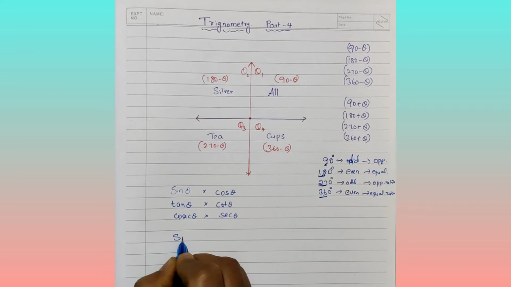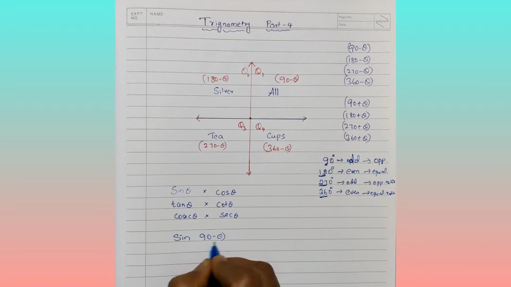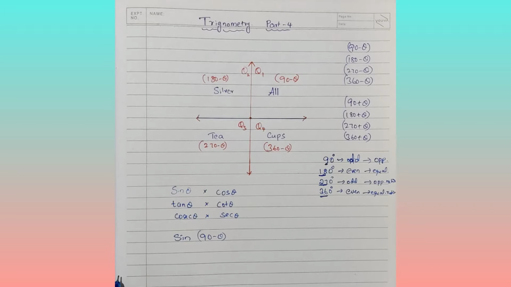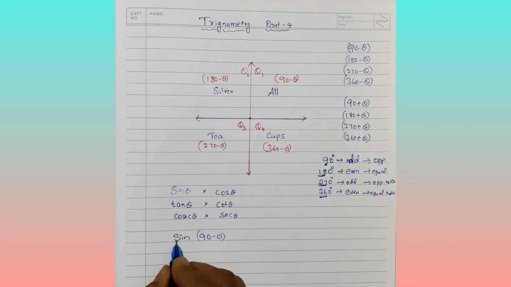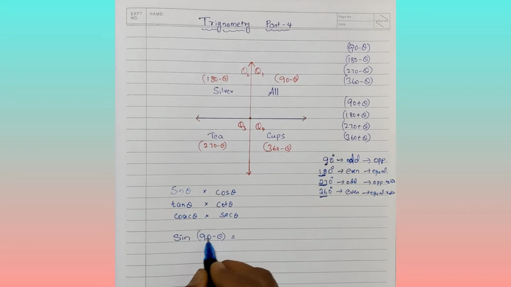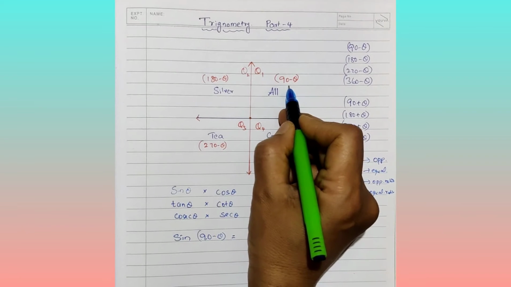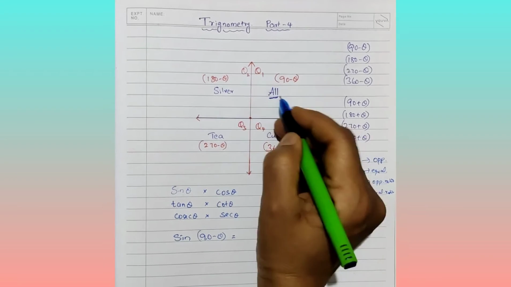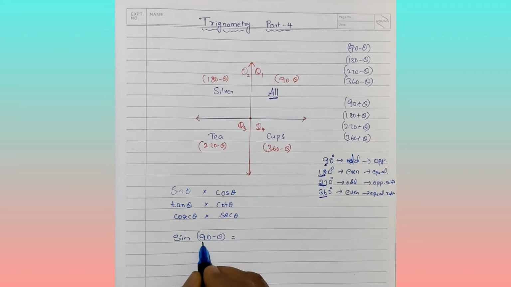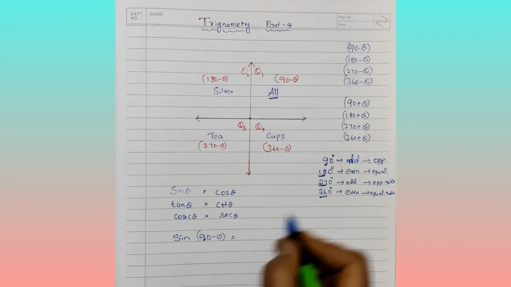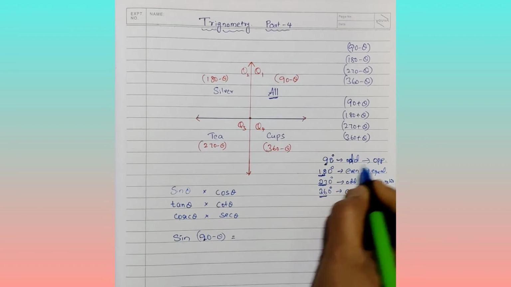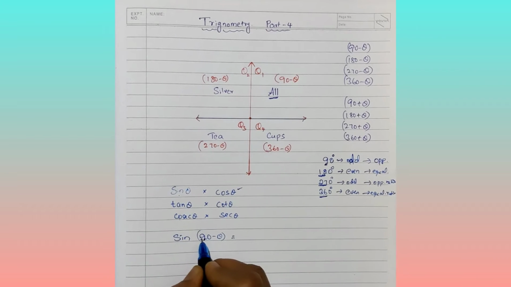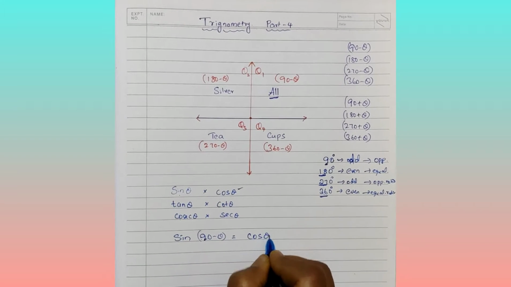Sin 90 minus theta, I already explained in the third part. Sin 90 minus theta, 90 minus theta lies in quadrant 1. In quadrant 1, all the 6 ratios give us positive. 9 is an odd number, and odd gives us the opposite ratio. Opposite of sin is cos theta. So sin 90 minus theta is nothing but cos theta.